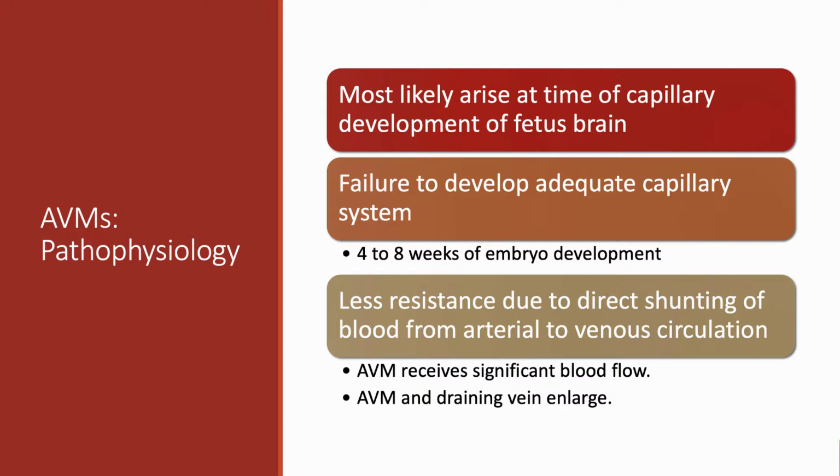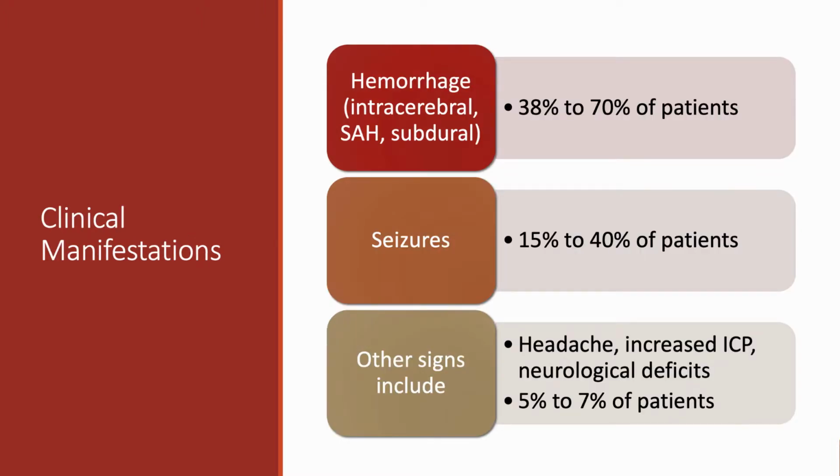The pathophysiology, again, is that the arteries and the veins essentially connect directly to each other because the capillary system fails to develop. That causes a huge amount of blood flow to go from the arterial system directly into the venous system, and that can cause venous dilation, and eventually that vein can burst open.